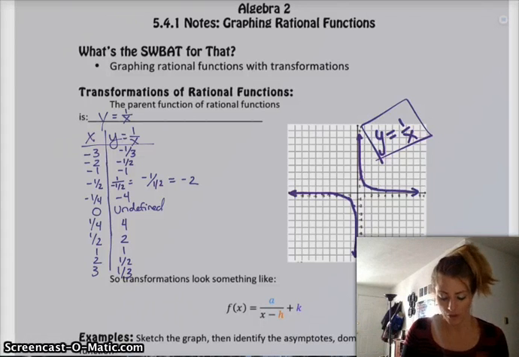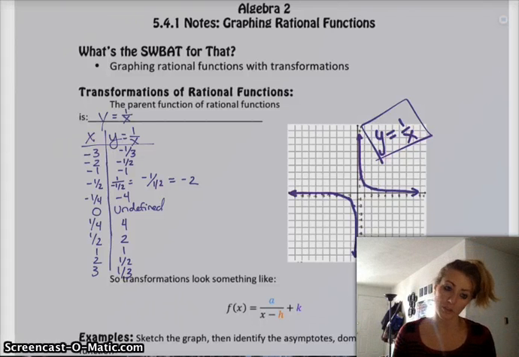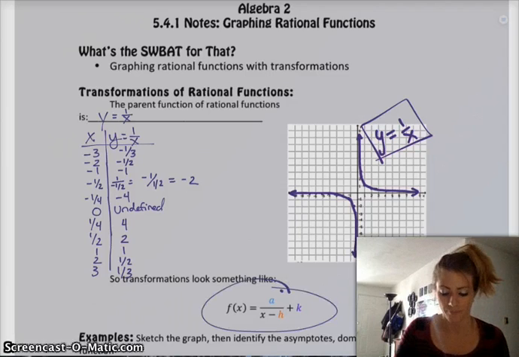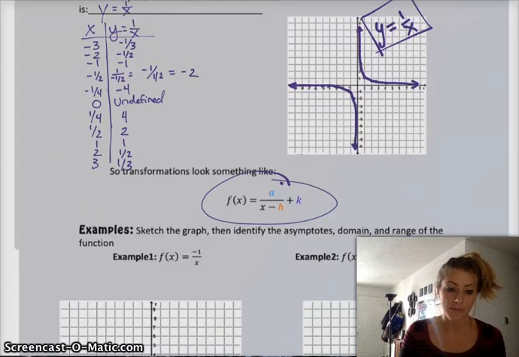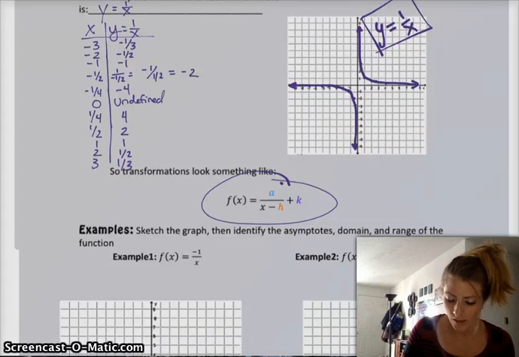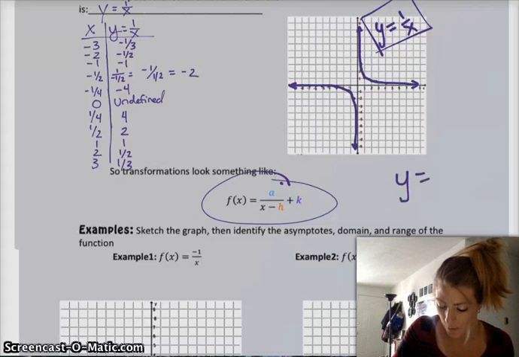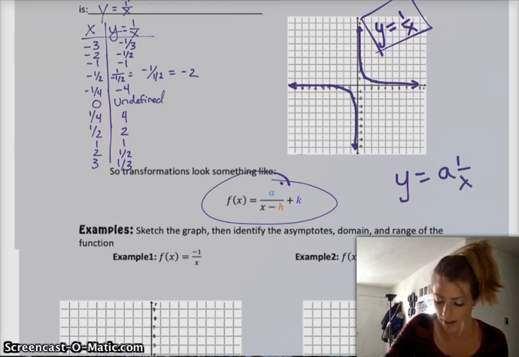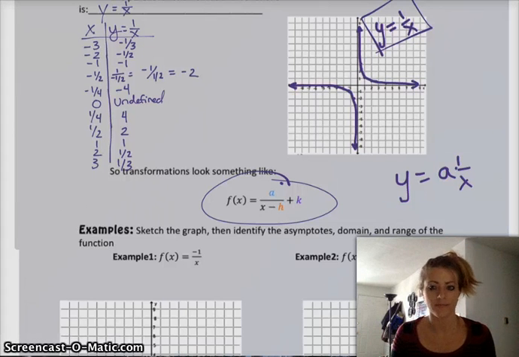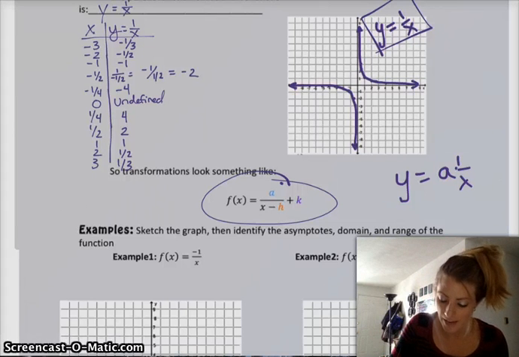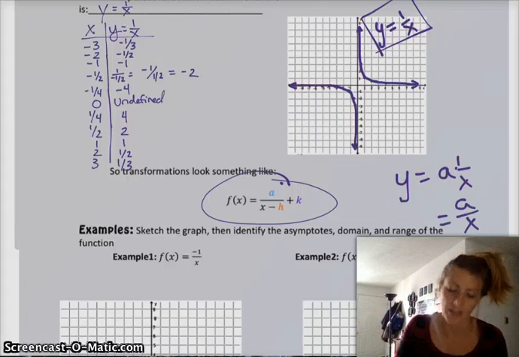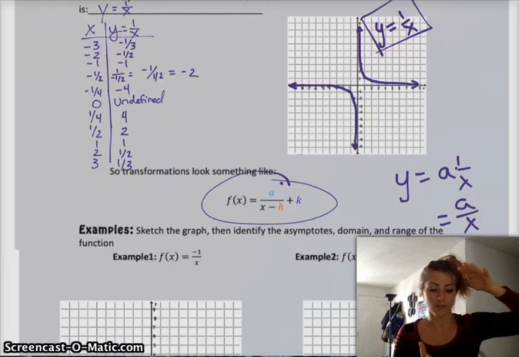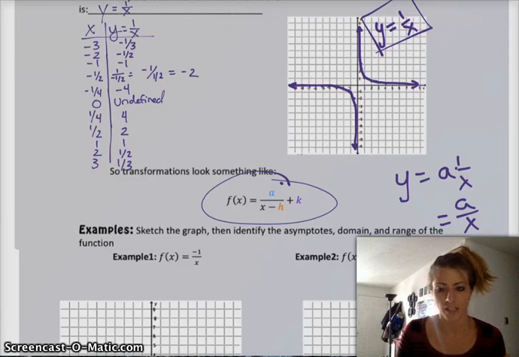So then if you do a transformation of it, you could multiply it by a constant. So if we drop down a little bit on the notes, right? If you multiply by a constant, so I take y equals 1/x, and I multiply it by a constant a, right? That's like a over 1, which is the same thing as a over x. Okay, so that's a vertical transformation, a vertical stretch, or compression, I guess.